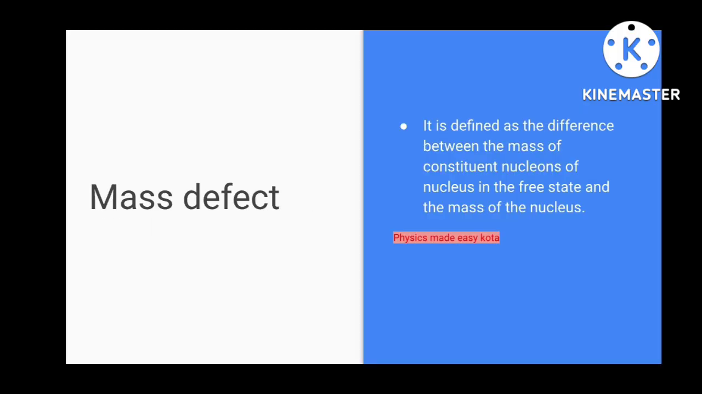Nucleus consists of protons and neutrons. Neutrons and protons together are known as nucleons. But there is a difference between the mass of these nucleons which are present in the nucleus and the complete mass of the nucleus. This difference in the mass is known as the mass defect.